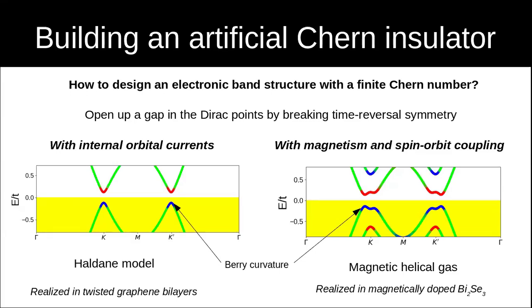Now, these are, of course, low energy models, so one can ask how relevant they are for materials. And let me emphasize that even though this is, of course, just a toy model, something equivalent to the Haldane phase can actually be realized in materials, and in particular in twisted graphene bilayers on top of boron nitride. And then something equivalent to the honeycomb lattice with magnetism and spin orbit coupling is realized in magnetically doped bismuth selenide, which is one of the materials that was shown to feature a quantum anomalous Hall state.